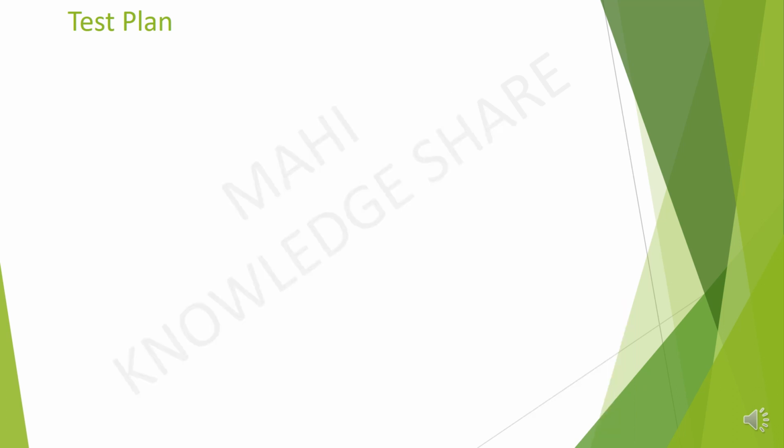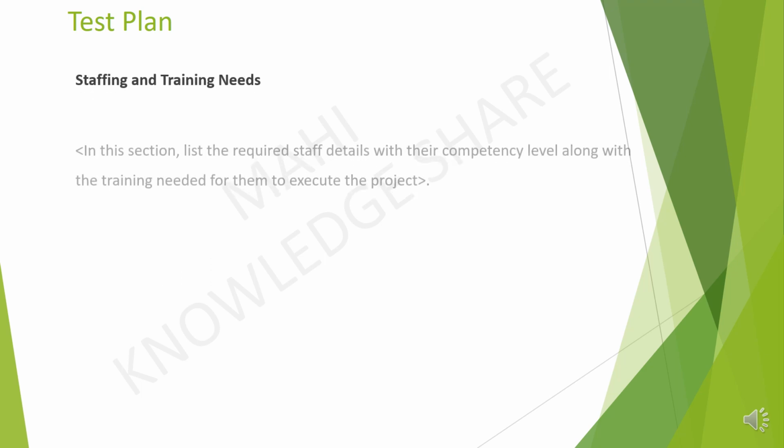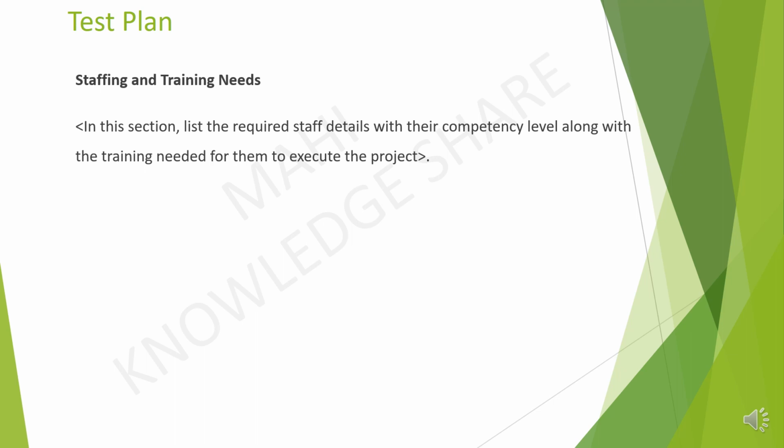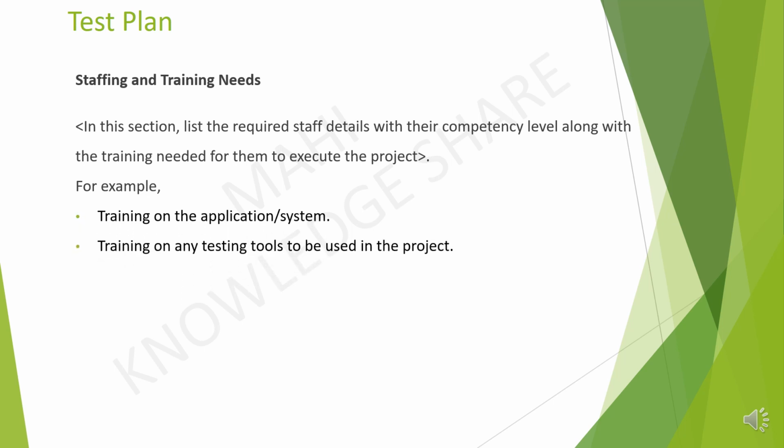Staffing and training needs section in test plan document. In this section, list the required staff details with their competency level along with the training needed for them to execute the project. For example, training on the application or system, training on any testing tools to be used in the project.